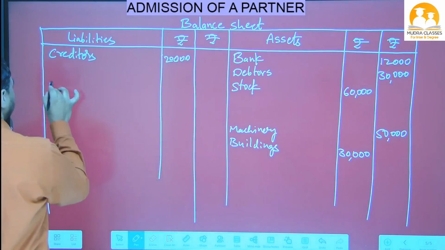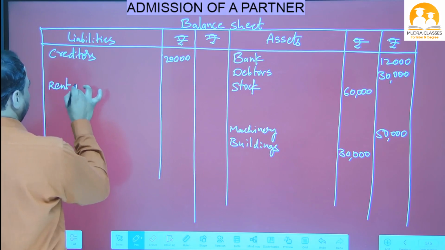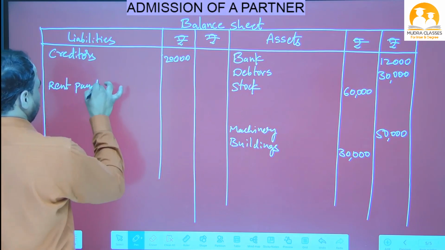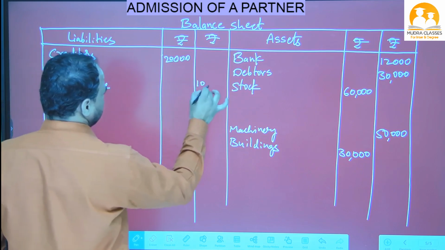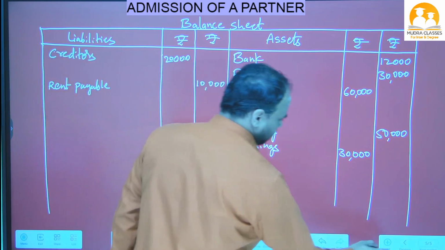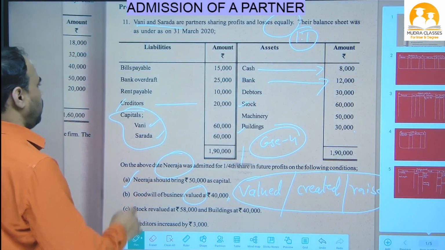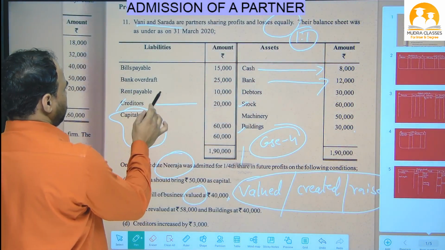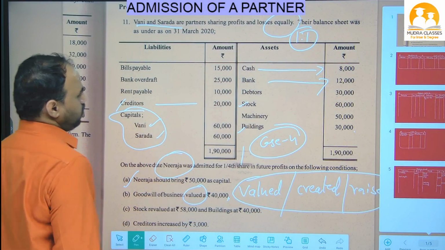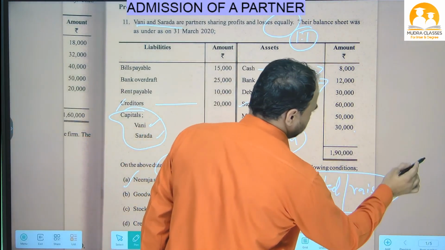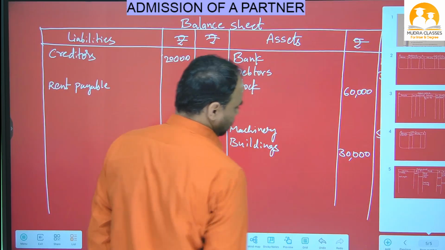And after that, rent payable, no adjustment, directly in the outer column, 10,000. Next item. So creditors completed, rent completed. Bank overdraft, bills payable: we have bank overdraft 25,000, bills payable 15,000. Balance sheet as it is, we have to write.